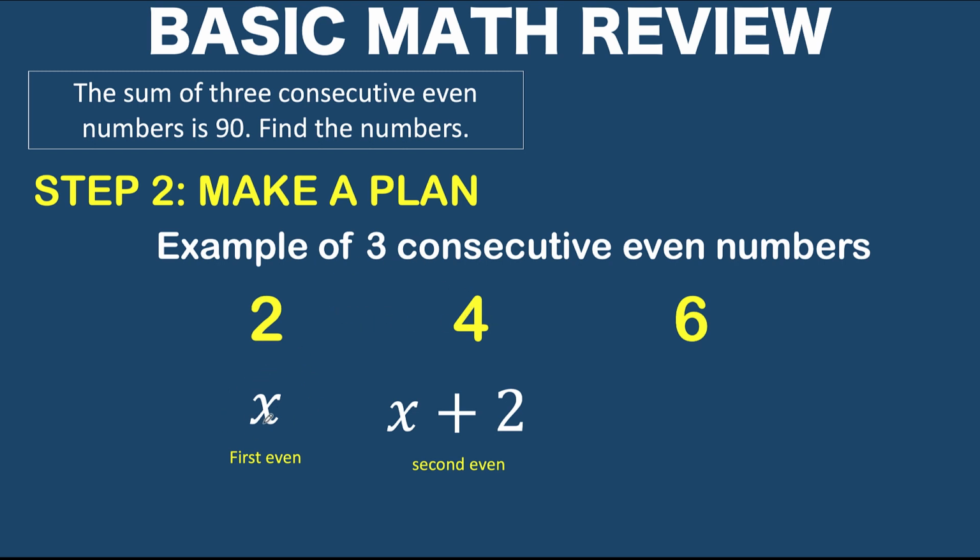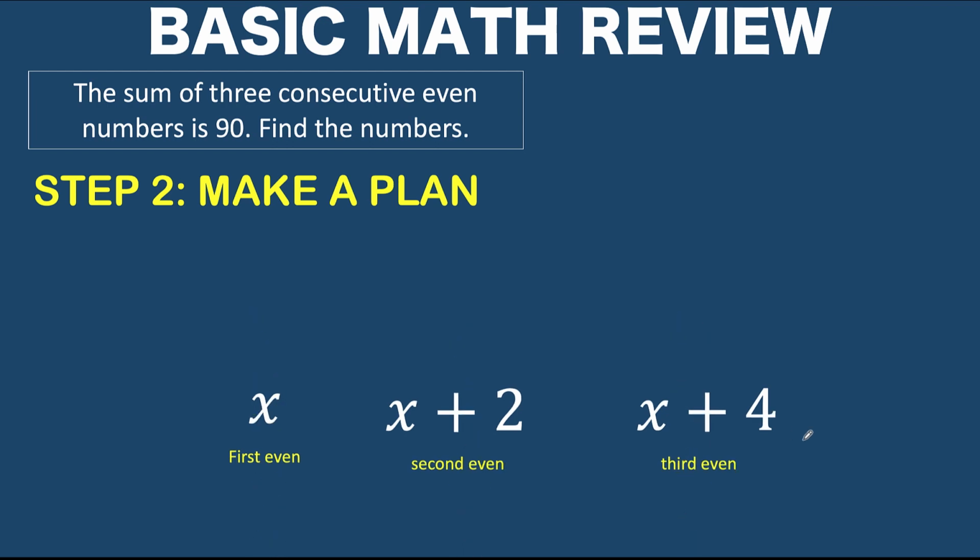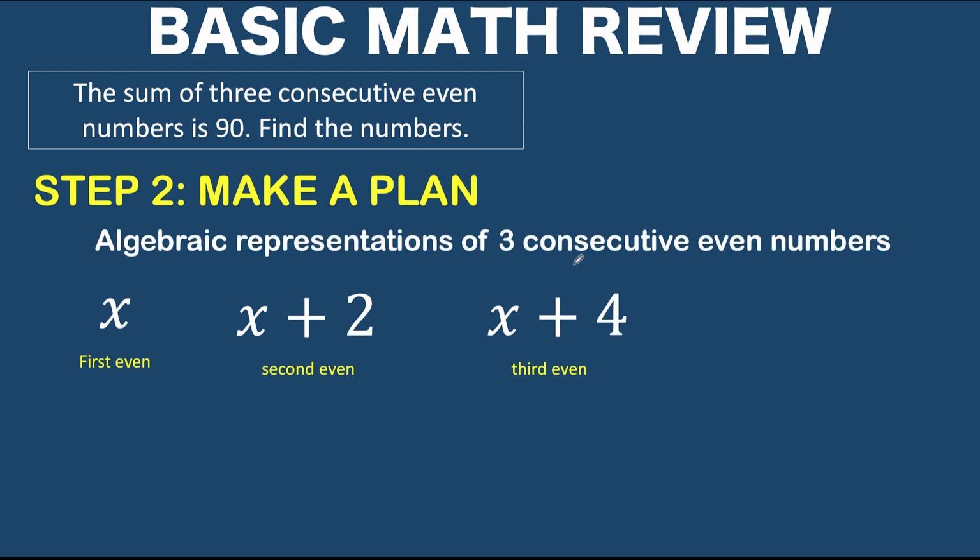So if the first even number is x, the next even number must be x plus 2. Now for the third even number after x, the distance from 2 to 6 is 4 units. So therefore, if the first even number is x, the third even number must be x plus 4. And so, we now have the first even number as x, the second is x plus 2, and the third is x plus 4, represented algebraically. So these are all algebraic representations of consecutive even numbers. And we want the sum of these three even numbers to be equal to 90. And therefore, we now have this equation to solve our problem.